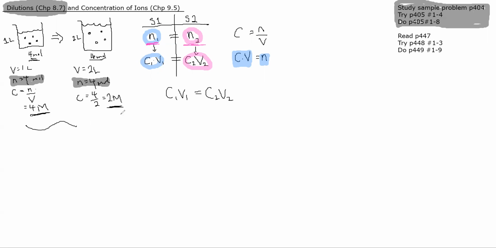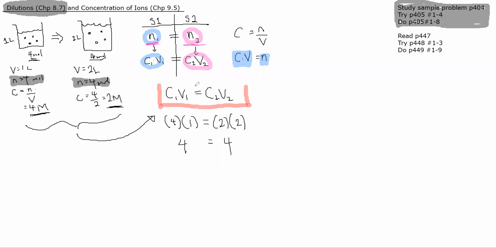Let's take these numbers and plug them in. C of the first concentration is 4. V of the first solution is 1, and that equals 4. Concentration of the second solution is 2. Volume of the second solution is 2, and that equals 4. It always has to check out. And that's pretty much it. I'm going to try to show you this formula in action. So anytime you talk about dilutions, you can put this to use.